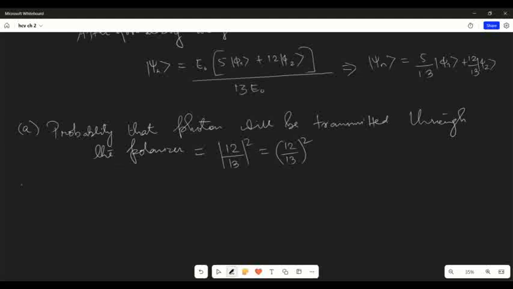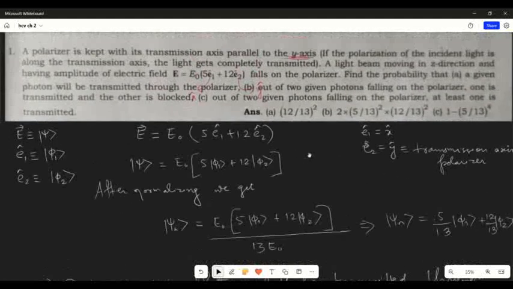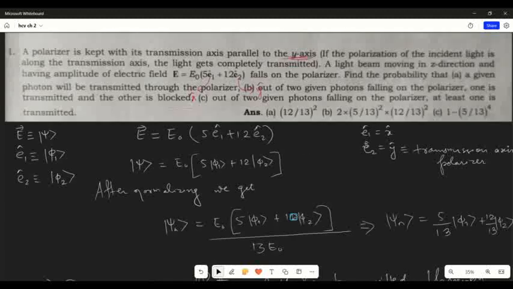And part B of the question asks that out of two given photons falling on the polarizer, one is transmitted and the other is blocked. So if two photons fall on the polarizer, we have to calculate the probability that one photon will be transmitted through the polarizer and the other will be blocked. So let's calculate it.